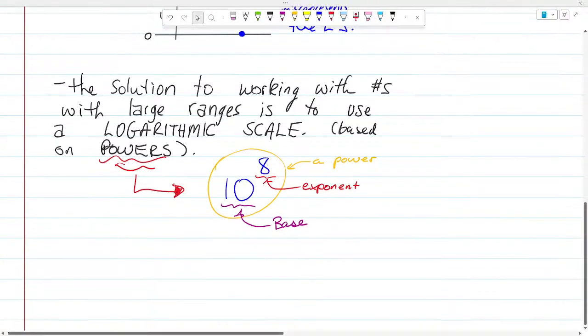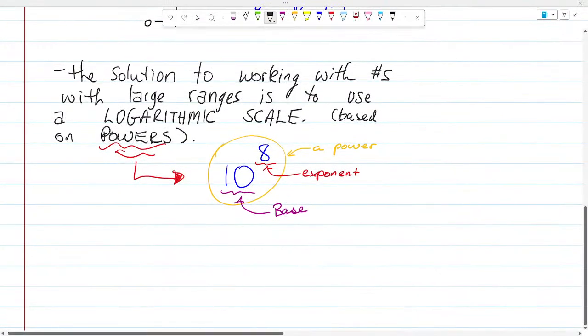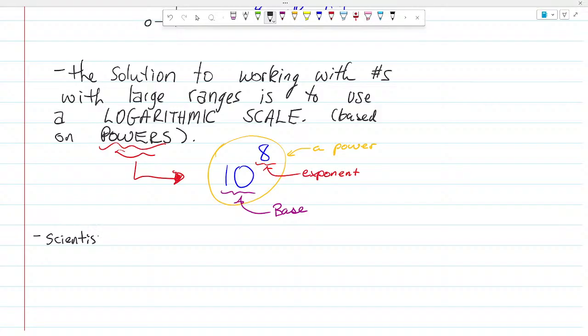Okay, well, scientists express numbers as negative powers of 10.